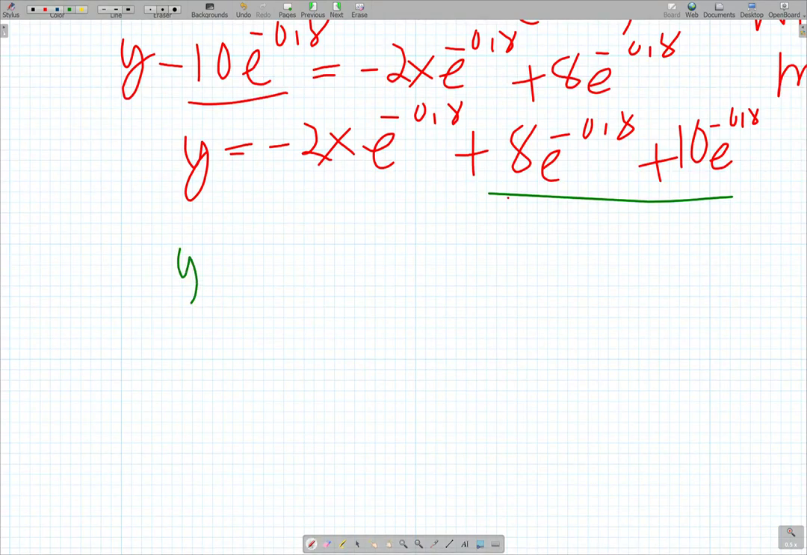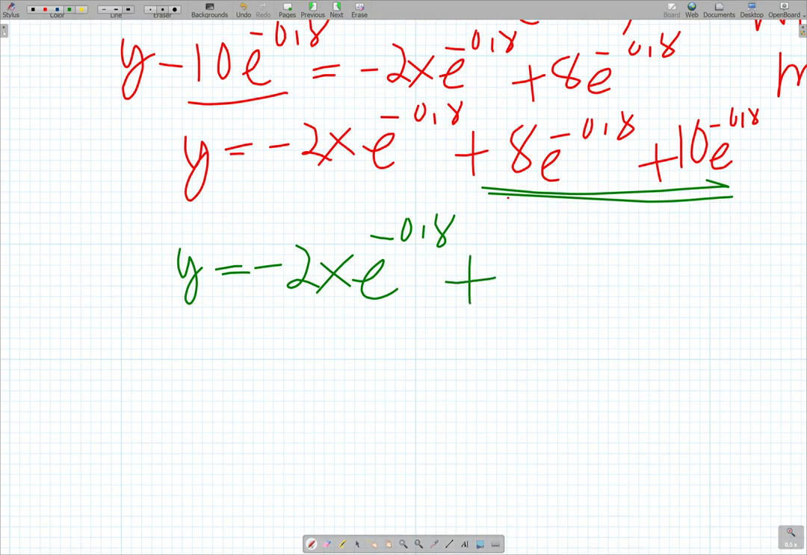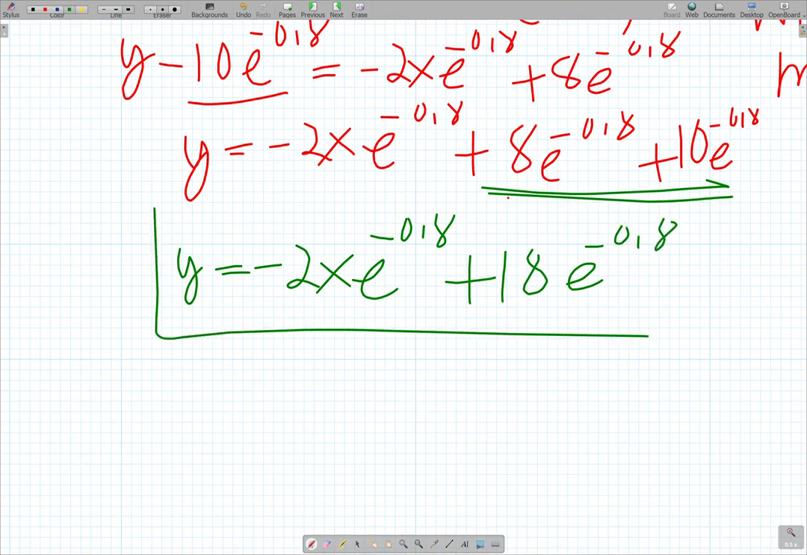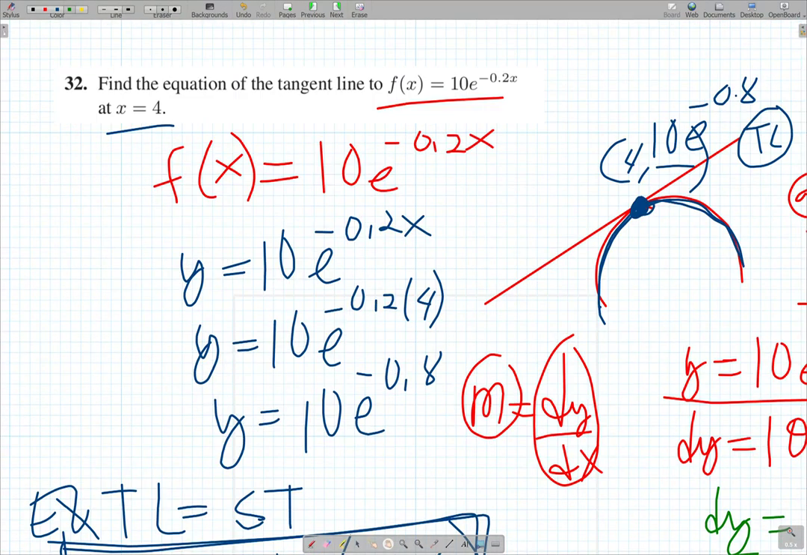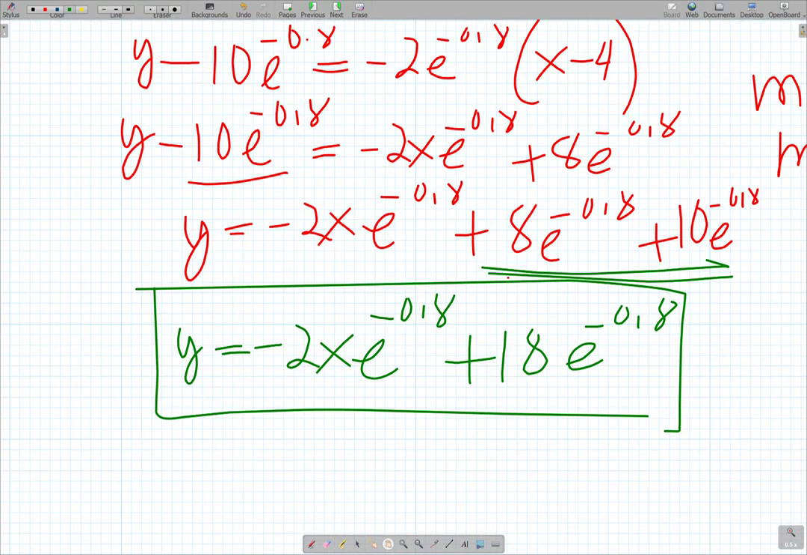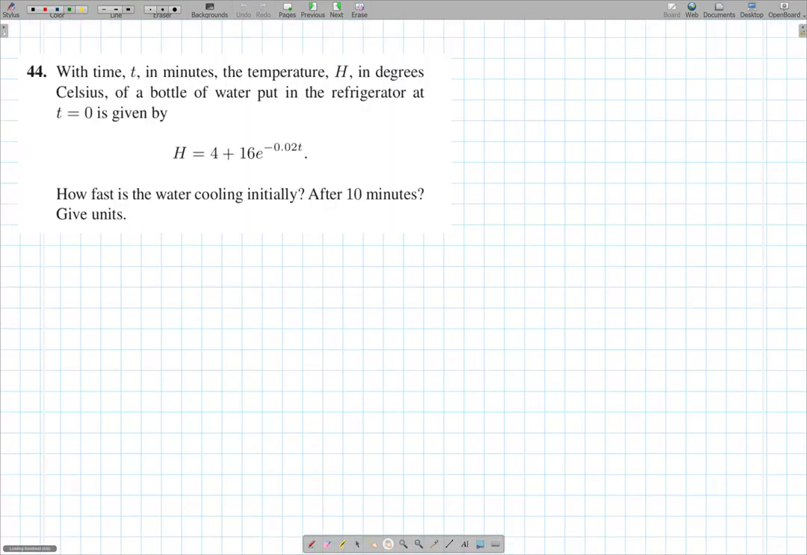So our equation of the tangent line is y equals negative 2x e to the negative 0.8, because these two are like terms, right? Then plus 8 plus 10, that is 18e to the negative 0.8. That is the equation of the tangent line. Okay? So what else is required? Nothing, right? Find the equation of the tangent line. So this one is the equation of the tangent line. Right? Next example. Number 44.